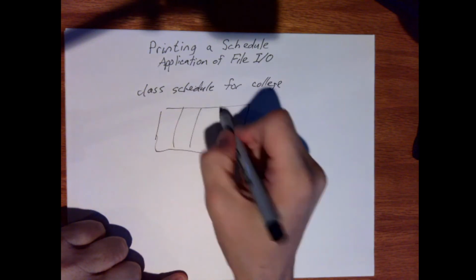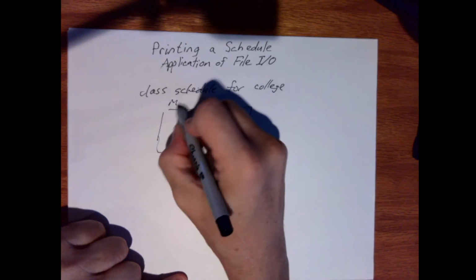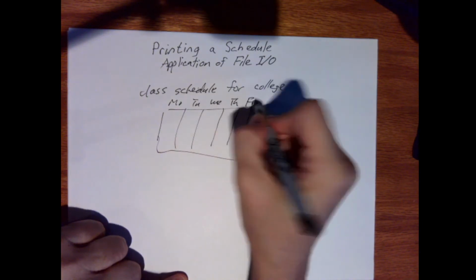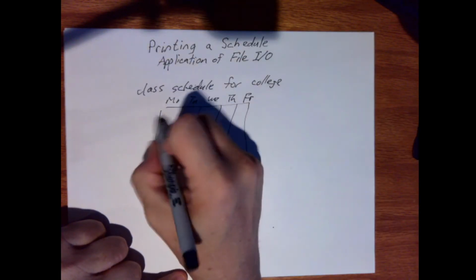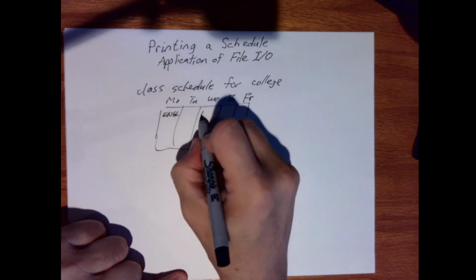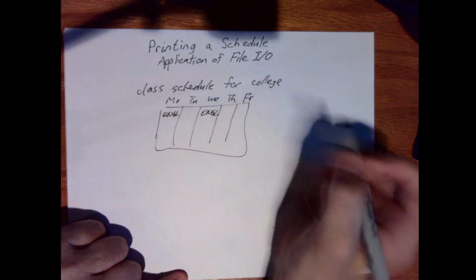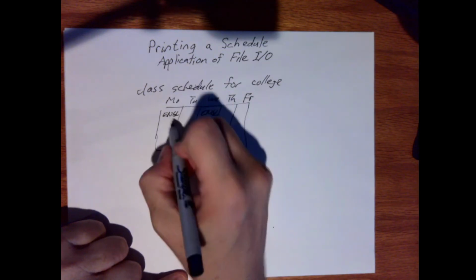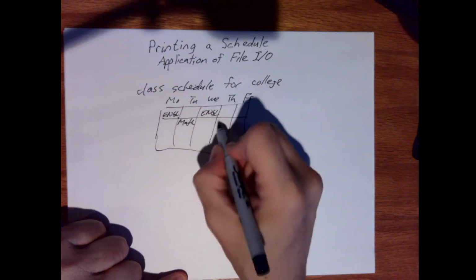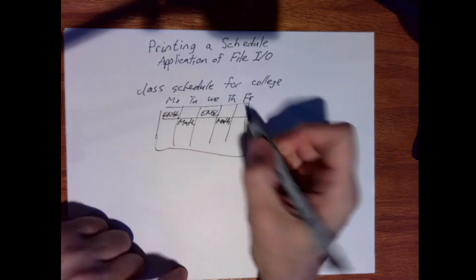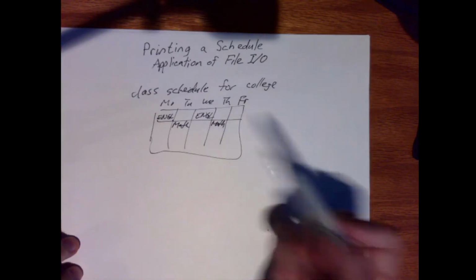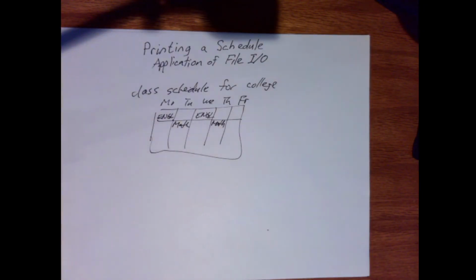So essentially you'd have Monday, Tuesday, Wednesday, Thursday, and Friday, and then show it you're taking certain classes. You're taking an English class here, and maybe here, and then maybe here you take a math class, and here, and so forth. So I'm wanting to build this and print it to the screen. So let's see how to design that.